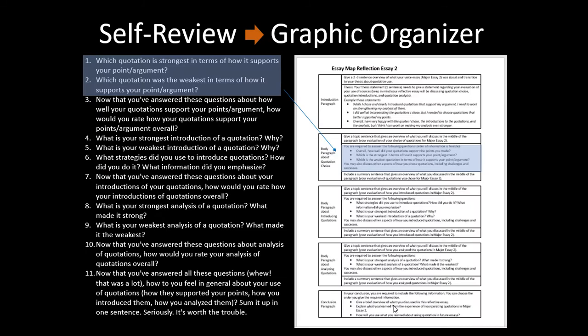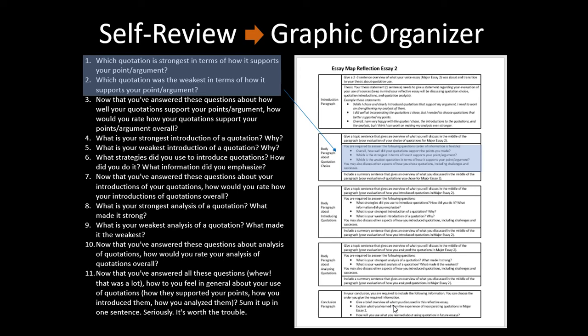So for this self-review, there are 11 questions. First of all, let's talk about the topic of the body paragraphs. There are 3 body paragraphs that you need to have in this reflection essay. They're all about quotations, but they're about different parts of the quotations. Body paragraph 1 is about quotation choice. You're reflecting on how well you chose your quotations to support the points that you were making. Body paragraph 2 is about how well you introduced your quotations. How effective was that move that you were making in your paper? Body paragraph 3 is about your analysis of quotations.